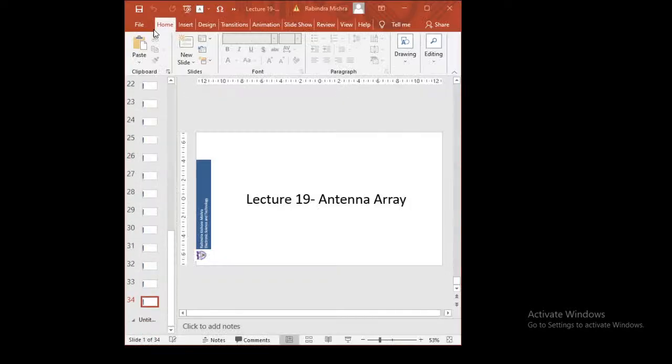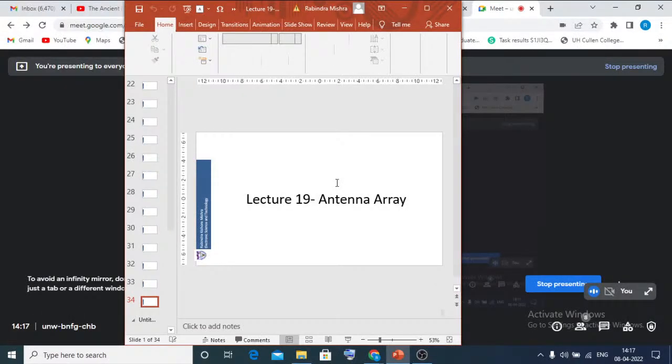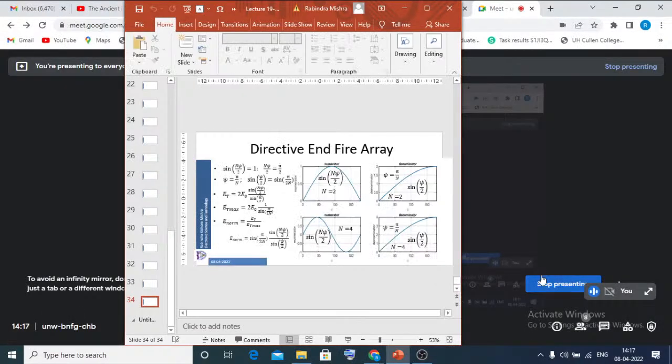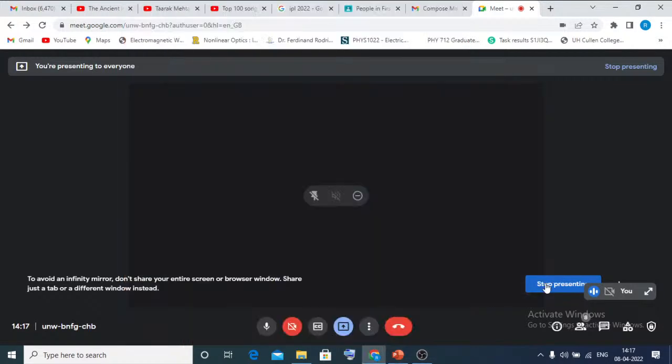So with this, we come to the end of antenna array theory. Next time, we will discuss dipole antenna design using HFSS. That we will discuss. So we will see practical dipole antenna design using HFSS, that I will show you.